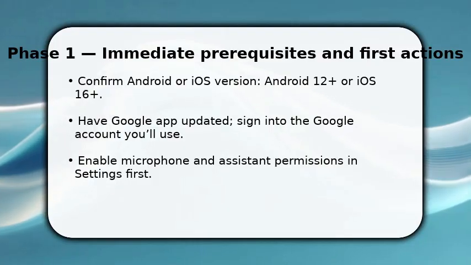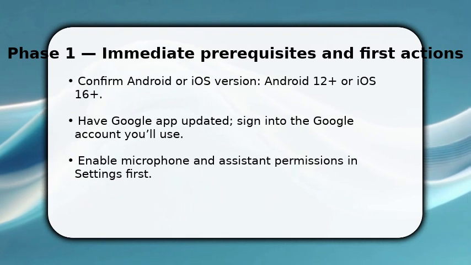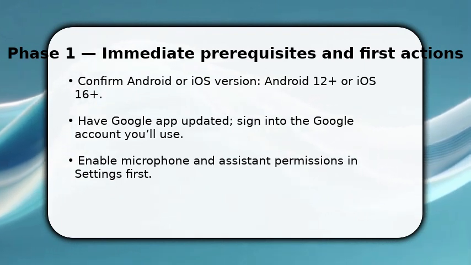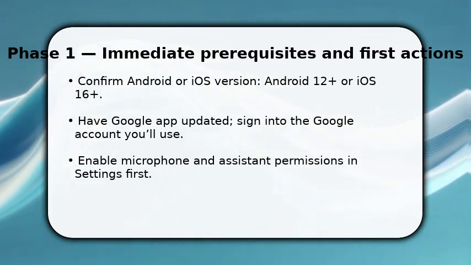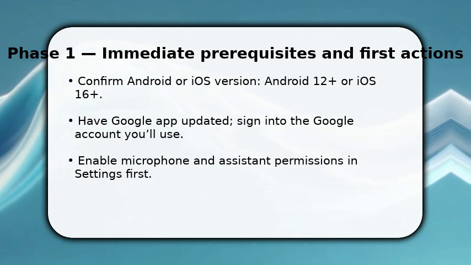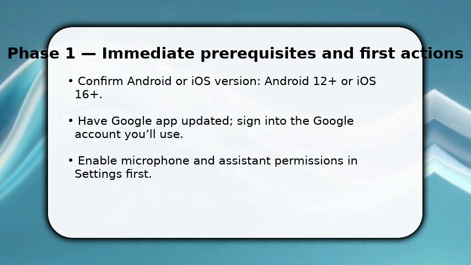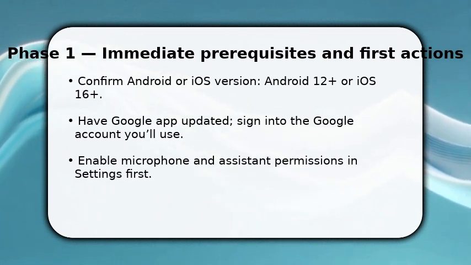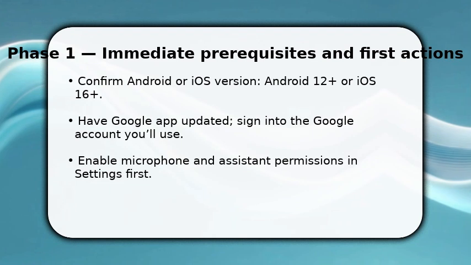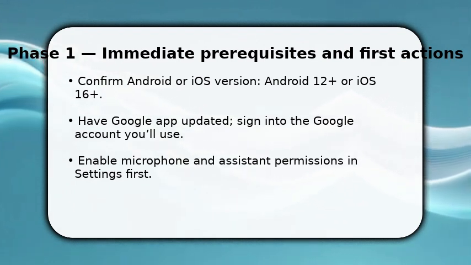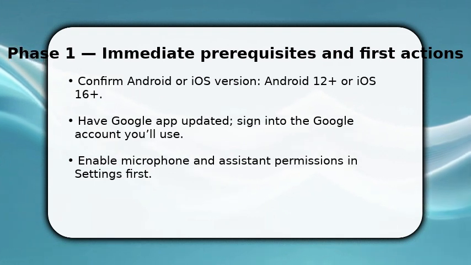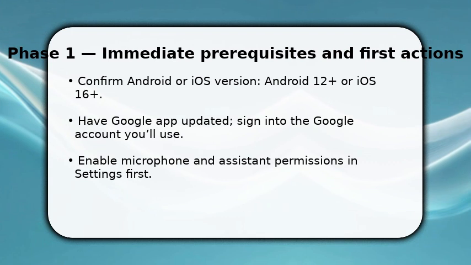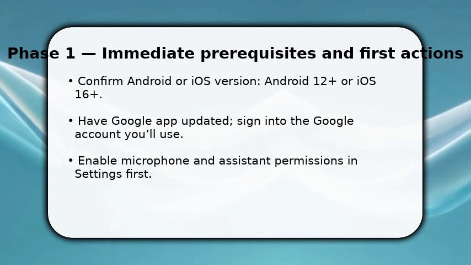You'll begin by confirming prerequisites so setup is smooth. Once done, open the Google app. Sign into the account you want Gemini linked to because the model ties to your profile. Make sure microphone, location, and assistant permissions are enabled. This avoids prompts later and speeds activation. If prompted to update the app, do it now. Updates include the Gemini integration. This first pass prevents permission errors and ensures the assistant can access what it needs.